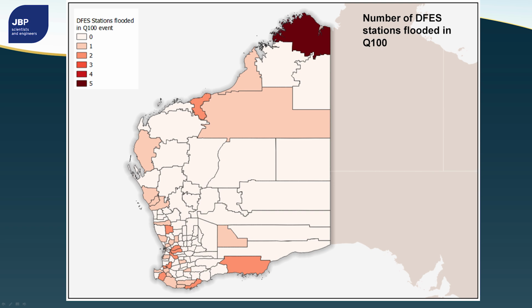Number of DFES stations flooded in a Q100. Maximum was 5 in Wyndham-East Kimberley. So obviously they're a little bit in strife if the cyclone hits. They won't have any fire stations to rescue anyone. But again, pretty low numbers, so that was good to see. When you go over to the east coast to say northern New South Wales, you actually, for example, find half the fire stations will be flooded during an extreme event, which they're getting increasingly more.